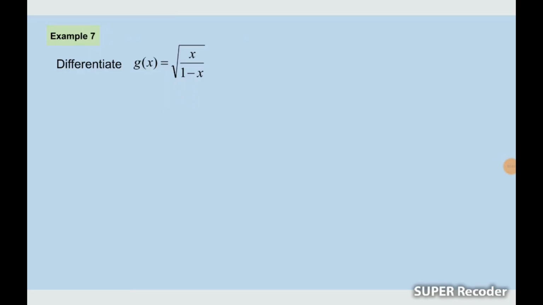Now we continue example 7. Differentiate g(x) equals to the square root of x over 1 minus x. So we can solve this question by letting g(x) equals to (x over 1 minus x) to the power of 1 over 2. So you have to remember the power rule, yeah?